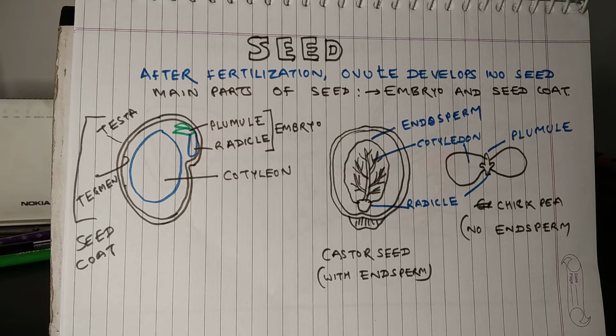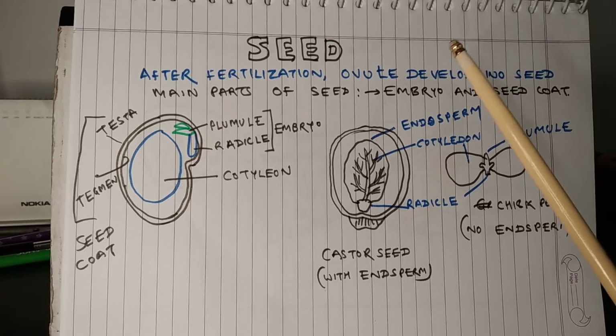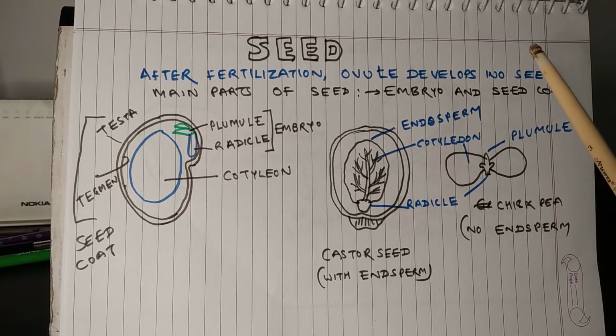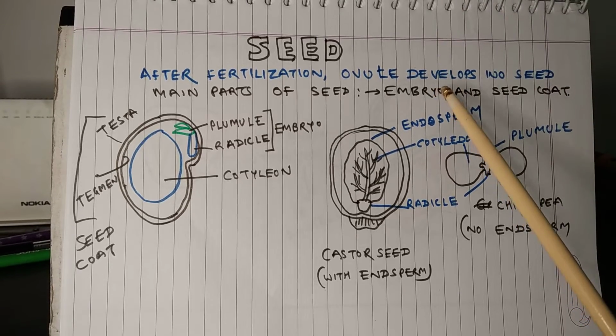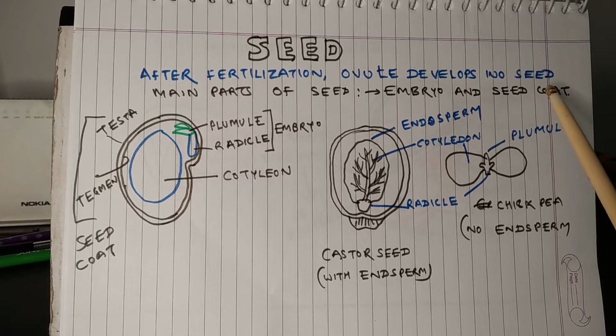Okay. So what is a seed? A seed is an ovule which develops into a seed after fertilization. And a seed is mainly composed of an embryo and a seed coat. So these are the main parts.